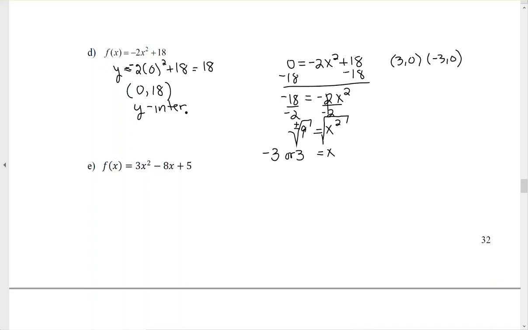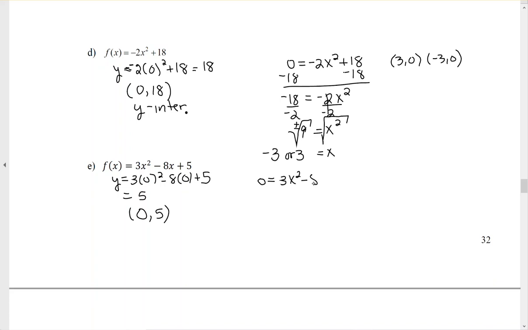For the last one, same idea. We're going to find the y-intercept first by letting my x's equal 0. Simplify it out. So 0 minus 0 plus 5 gives me the 5. And so when x is 0, that's the x part of my point, my y came out to be the number 5. To find the x-intercept, we're going to let y equal 0.